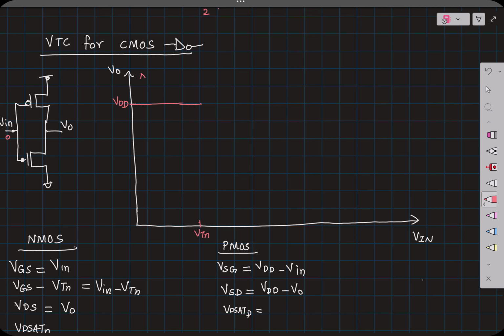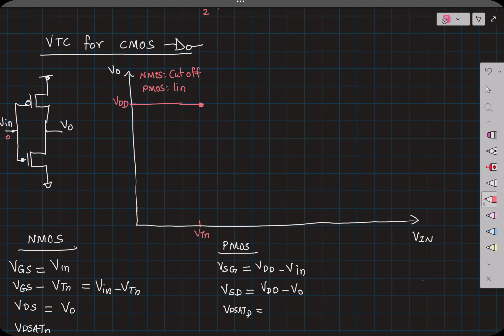And under these conditions, your NMOS is in cutoff and your PMOS is in linear region. Now, beyond this, your NMOS transistor is turning on, right? In what region is it going to turn on? Because your NMOS transistor is turning on and your V0 is still very high, VDS is going to be high, which means VDS is going to be greater than Vn minus VTN. Your Vn values are still very small, so your NMOS transistor is going to turn on in saturation.